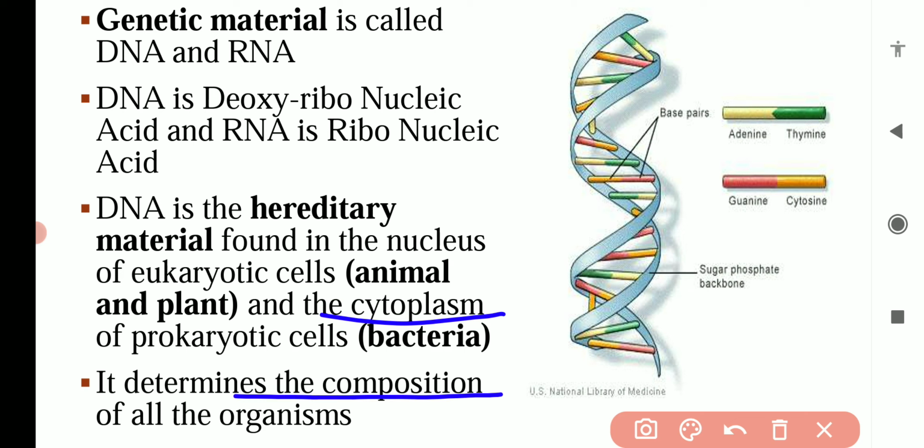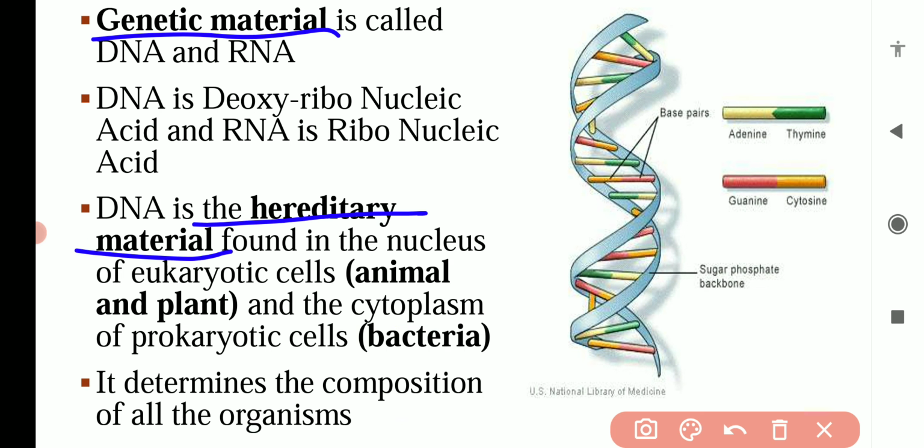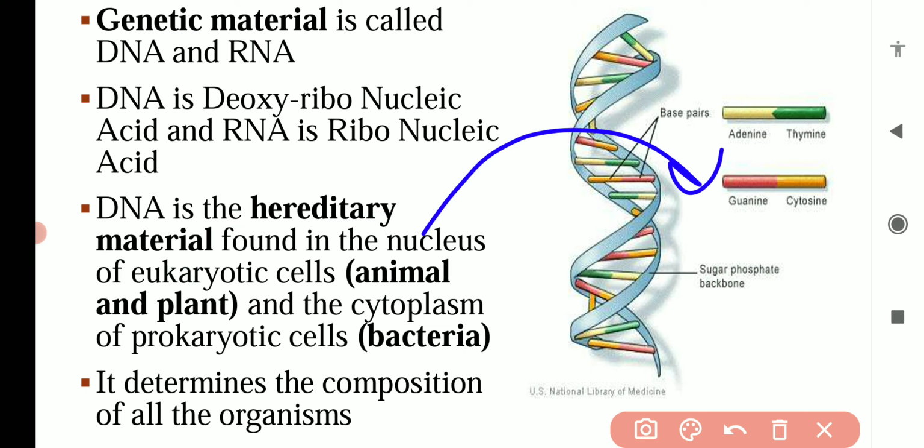So what is the work of this genetic material? It determines the composition of all organisms. So basically what type of organism will be developed, and what will be the different characteristics of that plant or that animal or that bacteria, it will be decided only by its genetic material, or we can say its hereditary material. Hereditary material means which will go from one generation to another generation.